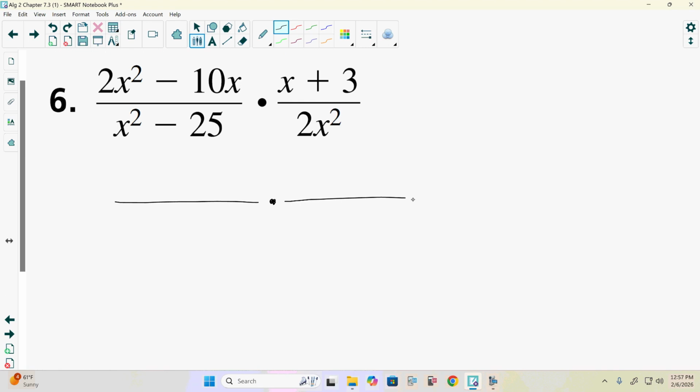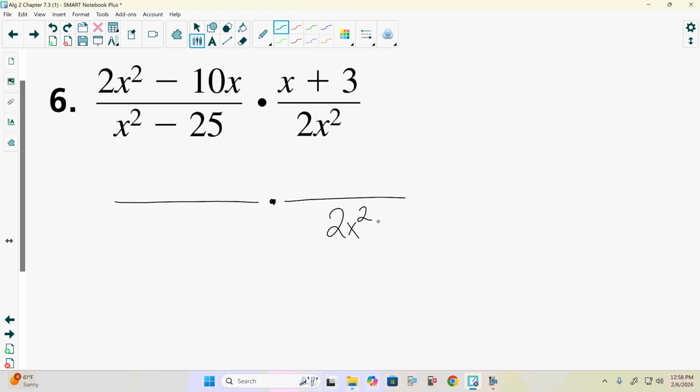Two x squared minus 10x over x squared minus 25 times x plus 3 over 2x squared. Now again, when we start these multiplications, we want to factor everything as far as possible and then simplify from there. For me, when I'm looking at this and starting factoring, I actually look at the second fraction. Because on bottom we have 2x squared, that is one term. We can't simplify it any further because there is only a single term. It's just going to be 2x squared. Nothing we can do with it.